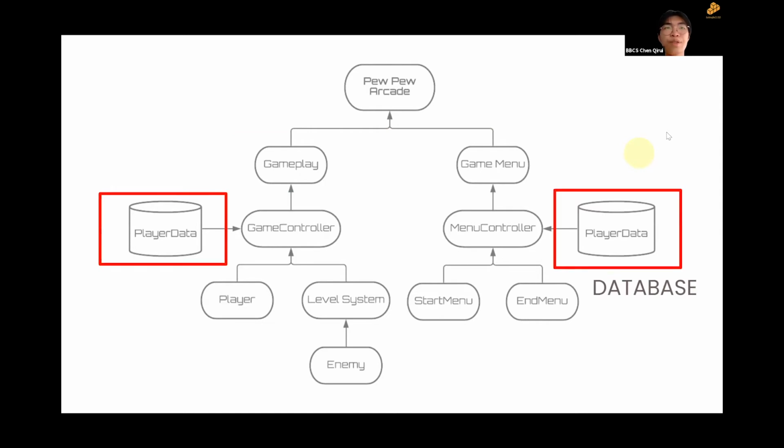Then of course we also need to have data. So we need to feed data such as the player score, the player high score, and also the high score of the game. Also the status of the game and what level the game is at. And then this data can be utilized in all different parts of the game.